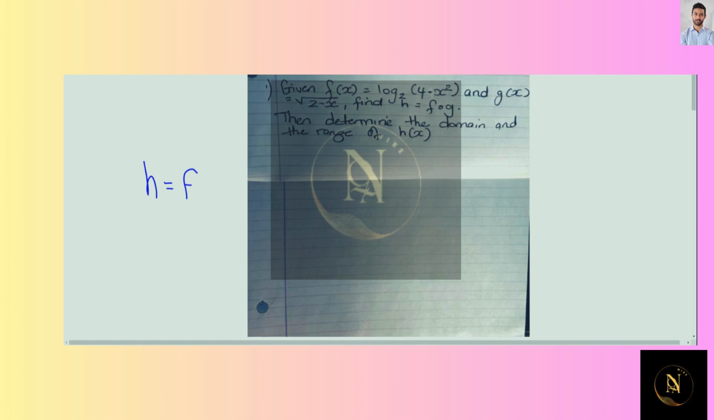If you're looking to find h of x where it's f of g of x, then I'm going to say h equals f of g, and that equals f of g of x. And f of g of x would be f of the square root of 2 minus x. Now we're going to substitute the square root of 2 minus x in for x into the f function. So that would look like log base 2 of 4 times the square root of 2 minus x, and that would be squared.